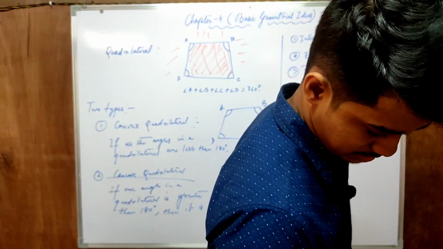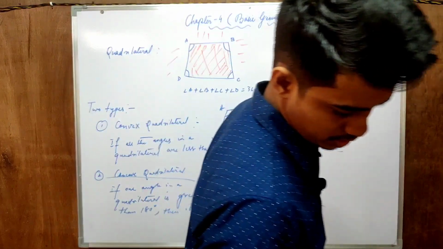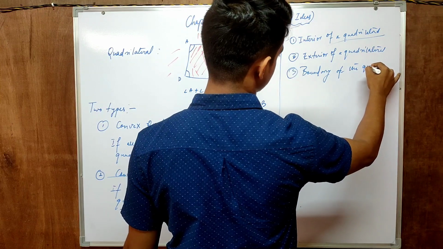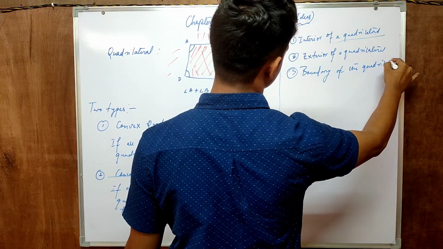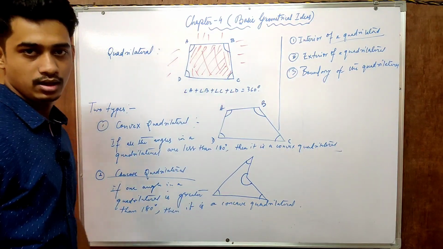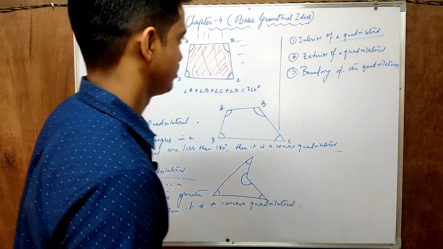What exactly is the boundary of the quadrilateral? Boundary of the quadrilateral means the lines which are actually forming the quadrilateral. The lines which are actually forming the quadrilateral.